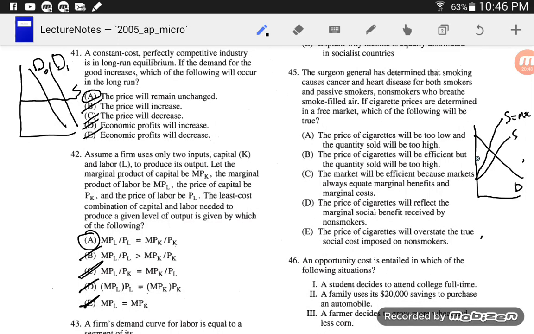And so if it's a totally free market, we're going to produce this quantity at this price, but really based on the social costs, we should be selling at a higher price and selling a lower quantity. So, number 45, the price of cigarettes will be too low. Yep. And the quantity sold will be too high. Yep. Because in a totally free market, we're selling at this point. If we add in the social costs, we'd actually want to be producing at that point there. So I'm going to go with A.